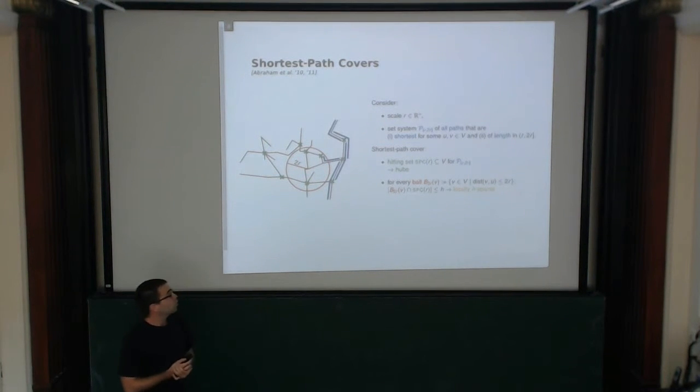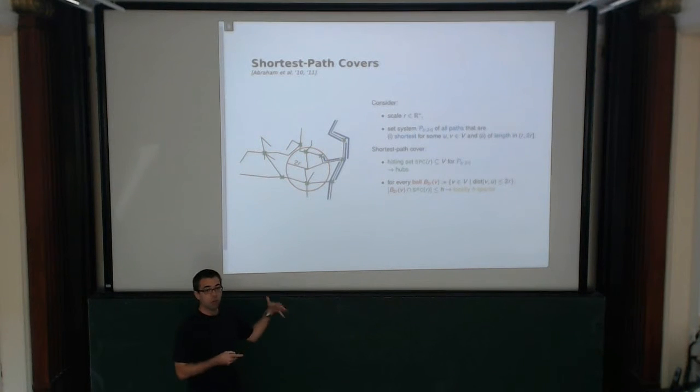Now what I want is a hitting set for this set system. These are going to be my hubs. So now I have these green ones here, and every shortest path of length in this interval goes through one of my hubs. That's the property I wanted. The other property that I want is that these hubs are locally sparse. In particular, if you look at any ball of radius 2r, then the number of hubs in that ball should be bounded by some number that I call h. Then I call this shortest path cover locally h-sparse.